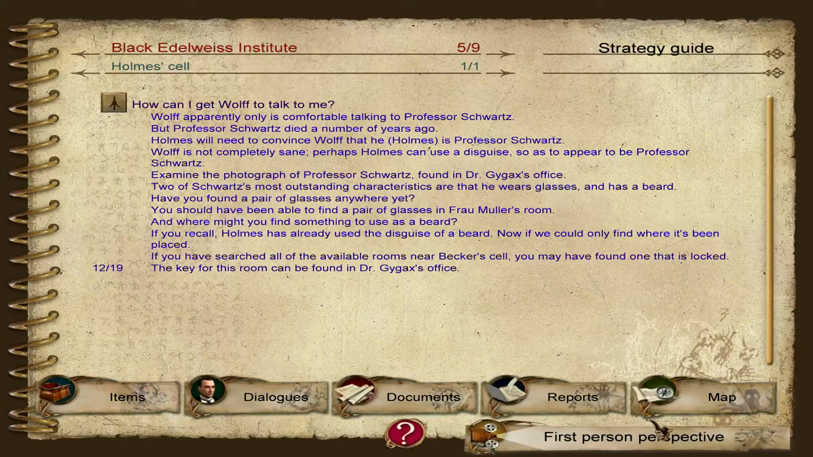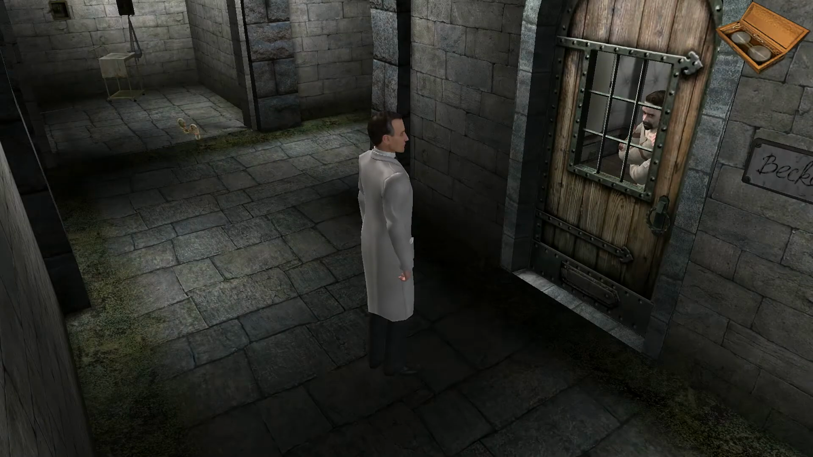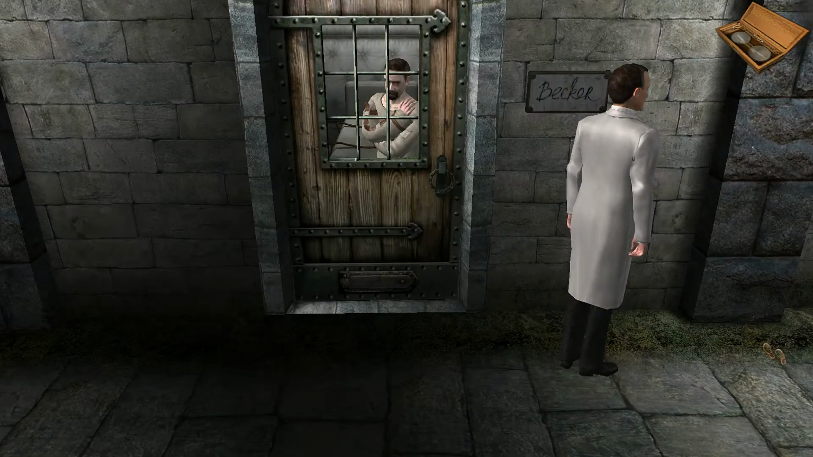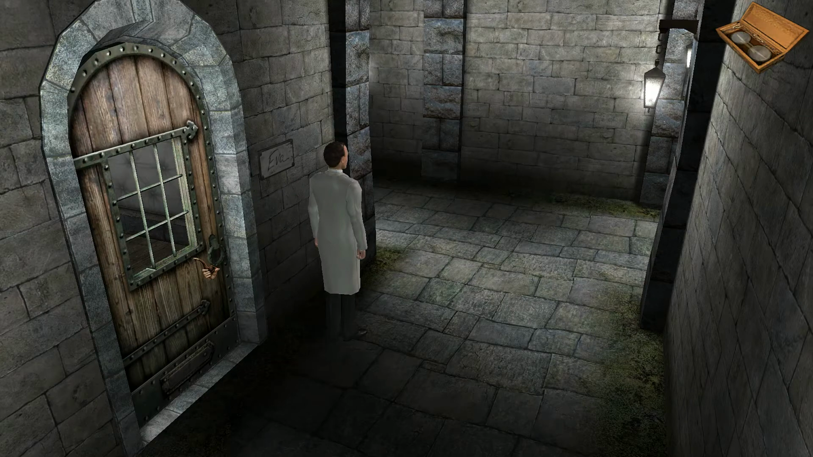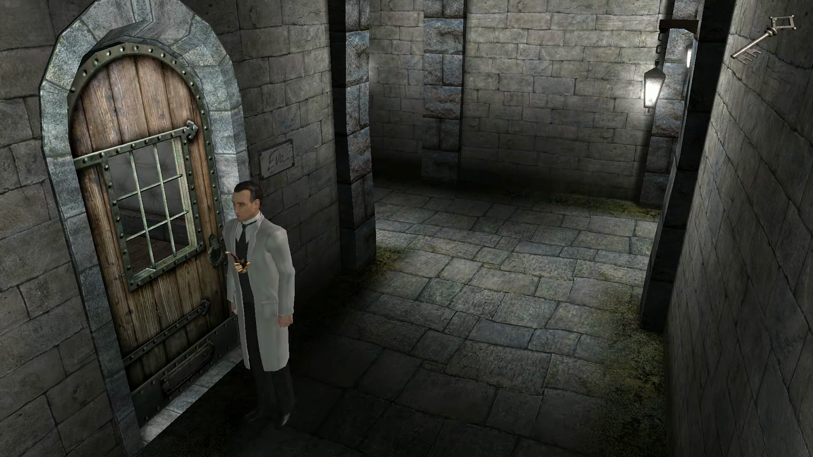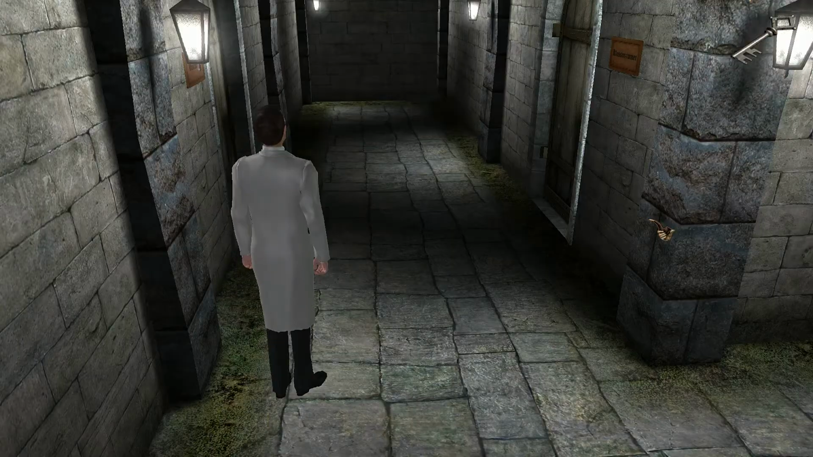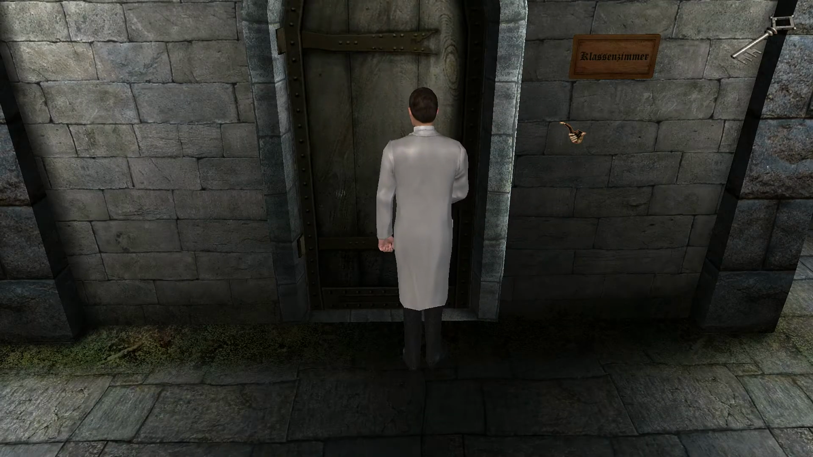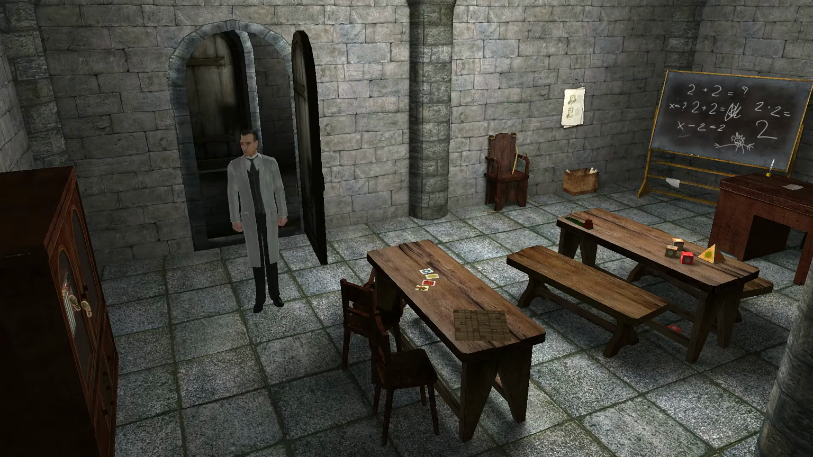Oh. Yeah, this is what you got to do all the time, and you completely forget. Because I thought the key was to get into Goethe's room or something. Been in there, haven't we? I don't know if this is the classroom. Okay.